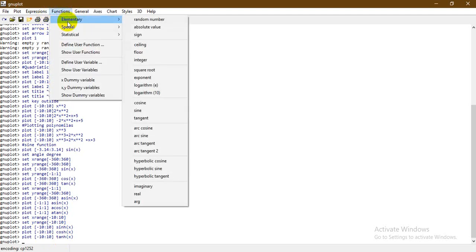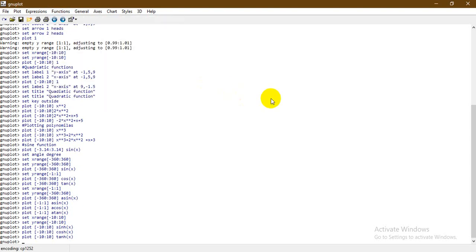Now the next thing you need to know in gnuplot is how to use functions. If you want to know other functions, you can come here. You have elementary here. These are different functions that can be used. You can have square root. So let's say I want to plot now the exponent, or you want to plot logarithms. You can. These are different functions that are involved. So let's say I want to plot now in this same range the square root of x.